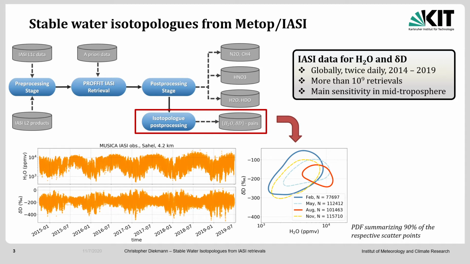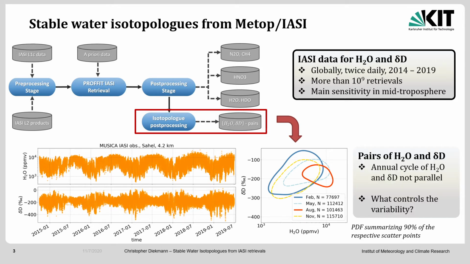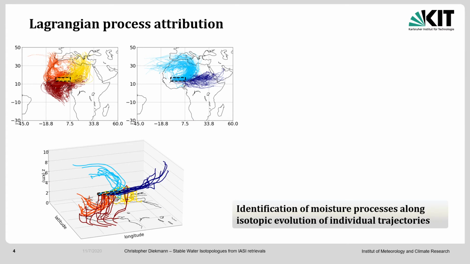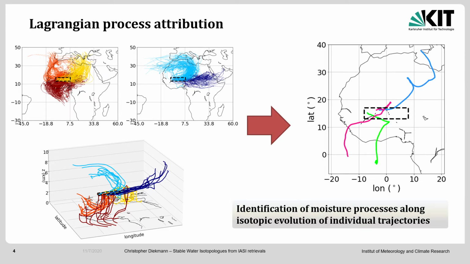To analyze this depletion in delta D, we use data from an isotope-enabled atmospheric model and calculate backward trajectories for the Sahelian troposphere. As shown here, the trajectory ensemble reproduces the dominant transport pathways that contribute to the troposphere over West Africa. However, now I will focus on 3 characteristic trajectories.